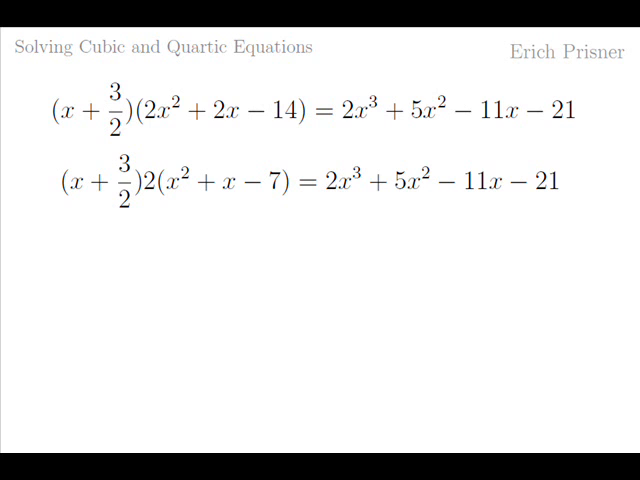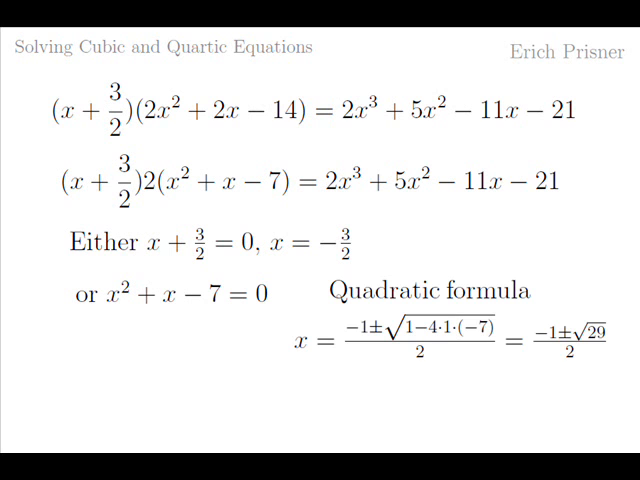This product is equal to 0 if one of the factors is equal to 0. So if either x plus 3 over 2 is 0, meaning x equals negative 3 over 2, or if x squared plus x minus 7 equals 0, but this can be solved using the quadratic formula. We get x equals negative 1 plus minus square root of 1 minus 4 times 1 times negative 7, all that divided by 2, which is equal to negative 1 plus minus square root of 29 over 2. So these are the remaining two solutions.